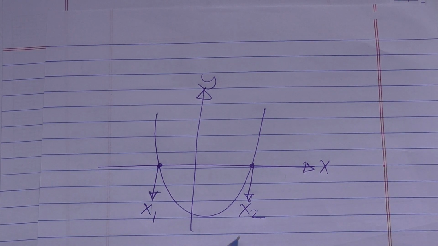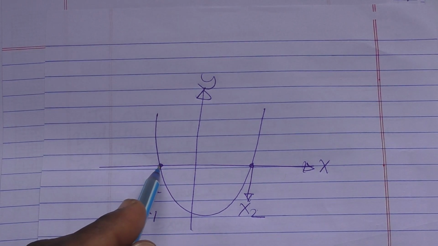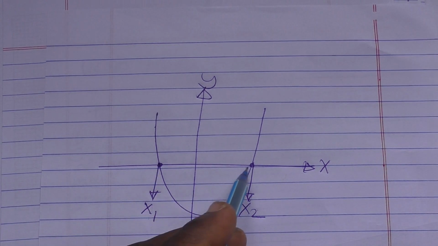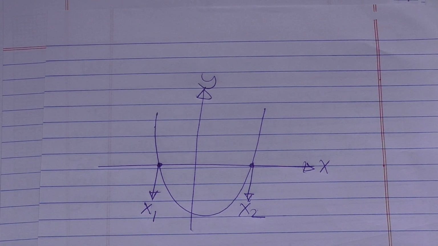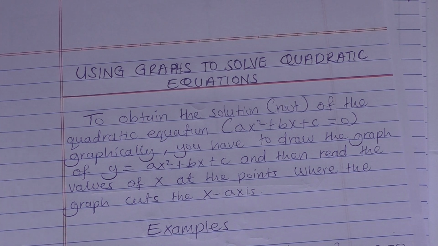We sketch the graph as we have been sketching in our previous examples. Then those points where the curve cuts the x-axis become our solutions or the roots of the equation. So let us look at this in the examples.